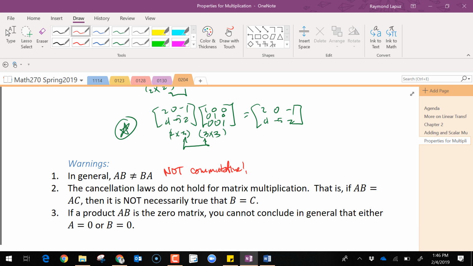And then the zero product property that we learned in algebra also doesn't necessarily hold. So if a product AB is equal to 0, then you can't just conclude that A is equal to 0 or B is equal to 0. Maybe they are, but it's not a safe conclusion because you could have two non-zero matrices, multiply them together, and get 0. So we have to be careful with that as well.